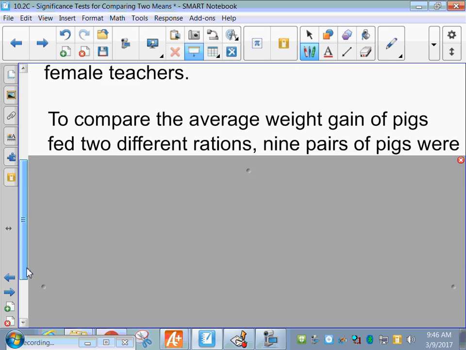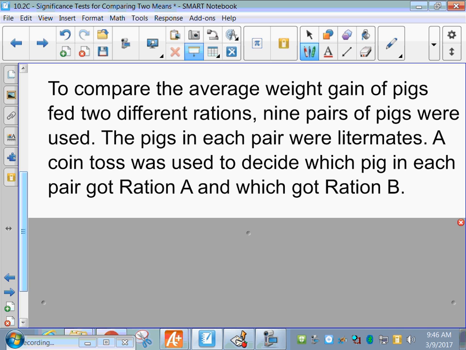All right, to compare the average weight gain of pigs fed two different rations, 9 pairs of pigs were used. Pairs of pigs. The pigs in each pair were litter mates. So each pair is similar. A coin toss was used to decide which pig in each pair got ration A and which pig got ration B. What do you guys think? This one's paired T procedures because you have matched pigs that are supposed to be really similar. So think of it as having one pig do two different things. Make sense? Jake?